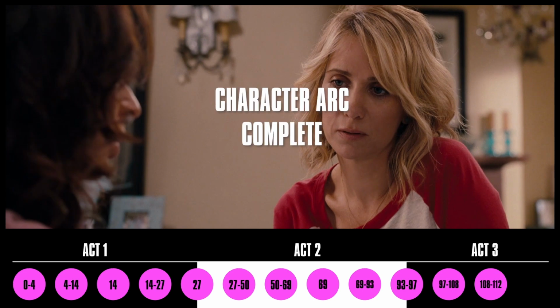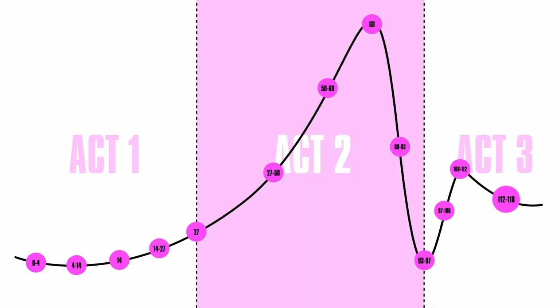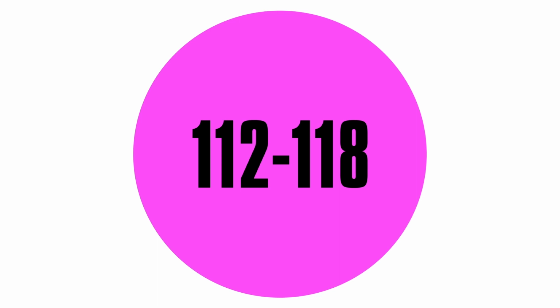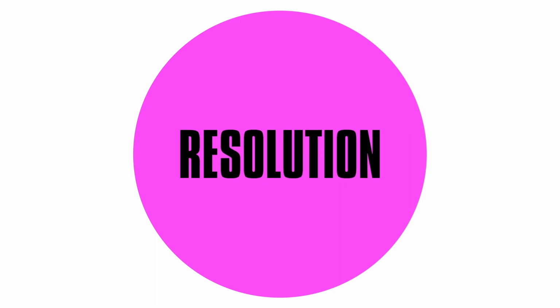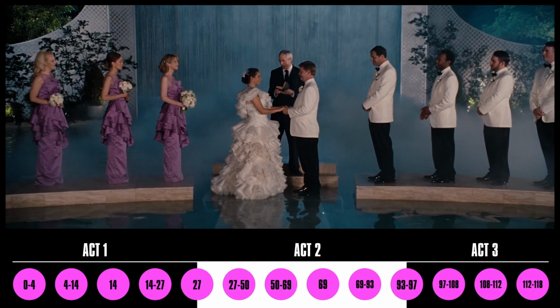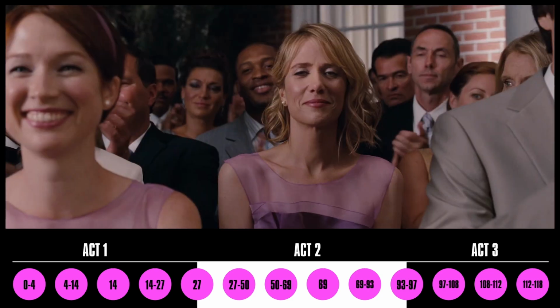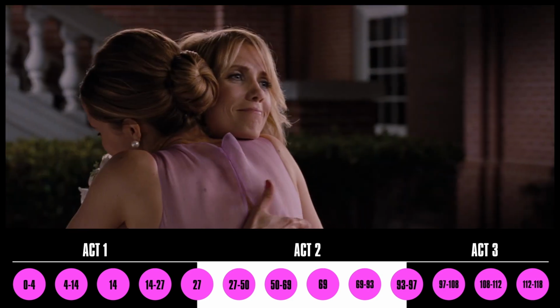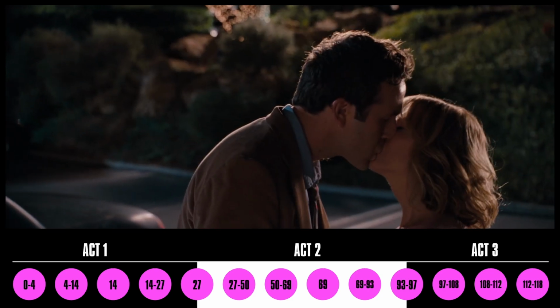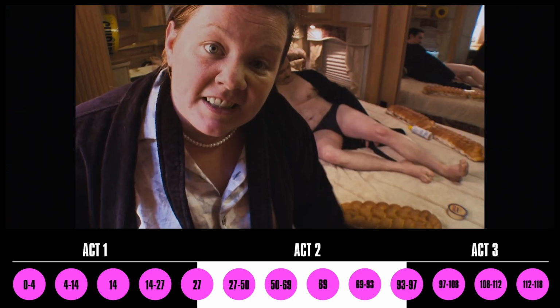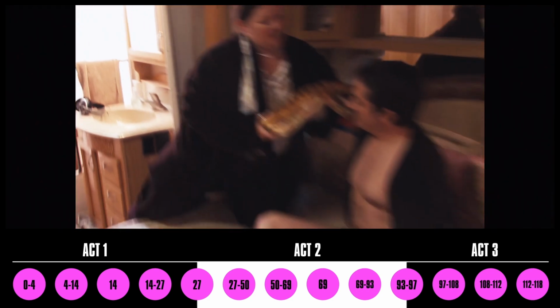And with her character arc now complete, we move right along into minute 112, the resolution, in which Annie stands happily and proudly by her best friend to watch her get married. The hero and villain resolve their differences, the love interest shows up for a movie-ending kiss, and as the credits roll, the mentor and her new partner make a sex tape with sub sandwiches. And that's it! Bridesmaids in 3 acts.